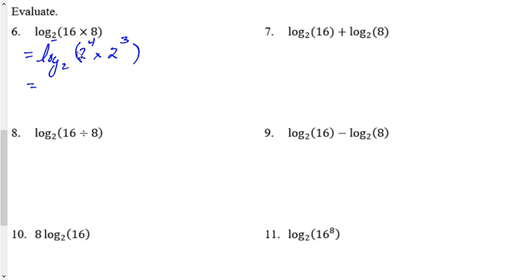Well, when I'm multiplying powers, I can add these exponents together. Remember, the exponent tells me how many 2's I have repeated as factors. So here I have 4 2's, 3 more 2's, gives me a total of 7 2's. So I have log base 2 of 2 to the exponent 7. And again, what a logarithm tells me is if I was to rewrite this argument, whatever we're taking the logarithm of, as a power base 2, the value of the logarithm is the value of the exponent. So it's equal to 7.